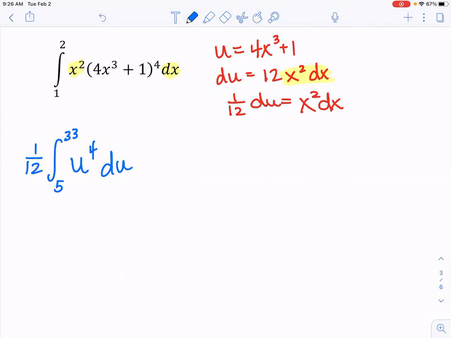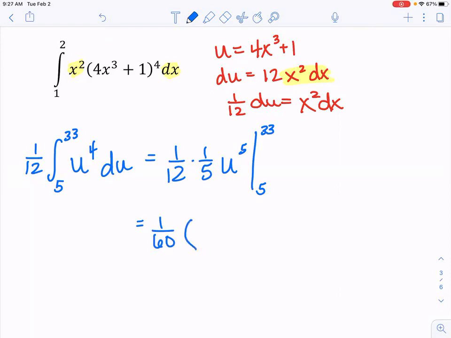Okay. So now when we do our antiderivative, we have 1/12 times 1/5 u to the 5th evaluated from 5 to 33. Where'd my 1 go? There we go. So we have 1/60th times 33 to the 5th minus 1/60th times 5 to the 5th. Okay. Now, I'm not going to make you do this in your head in a quiz situation. If a problem like this were on the quiz, I would let you use your calculator, but I would have to see all of this work.